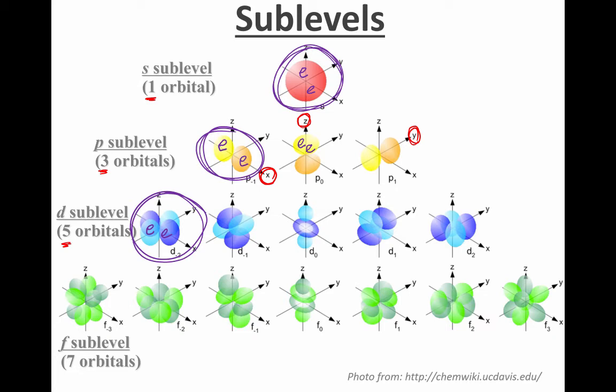All right, hopefully you've figured this out. Take a look carefully at one of these funky shaped orbitals. How many electrons do you see fitting into an f orbital? That's right. 2 electrons fit in an orbital.